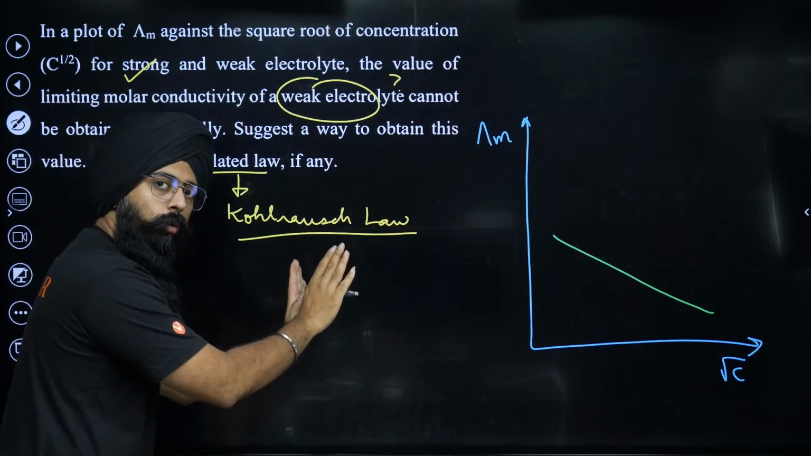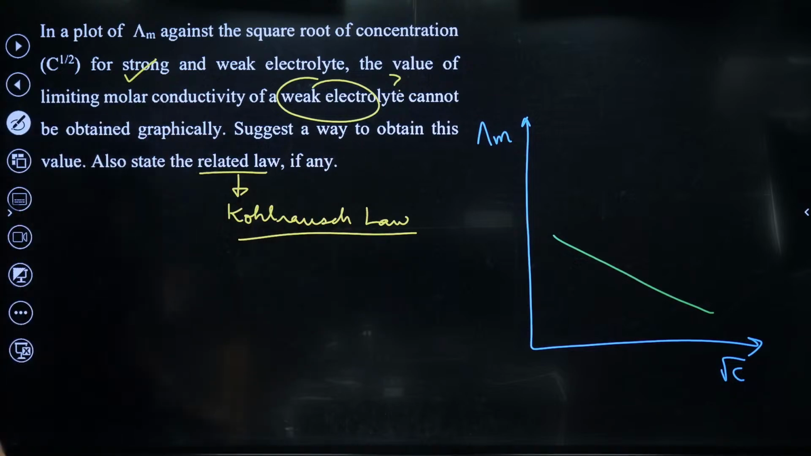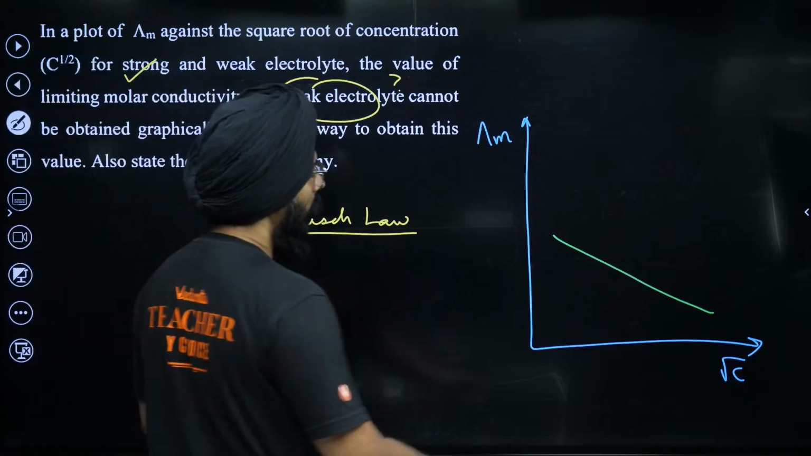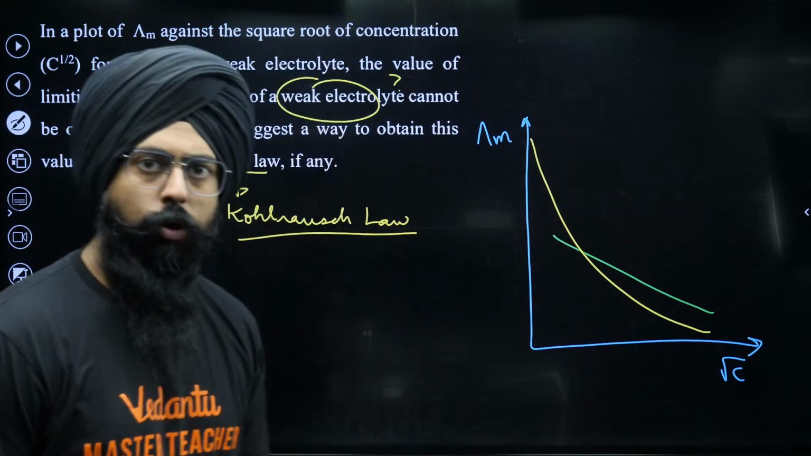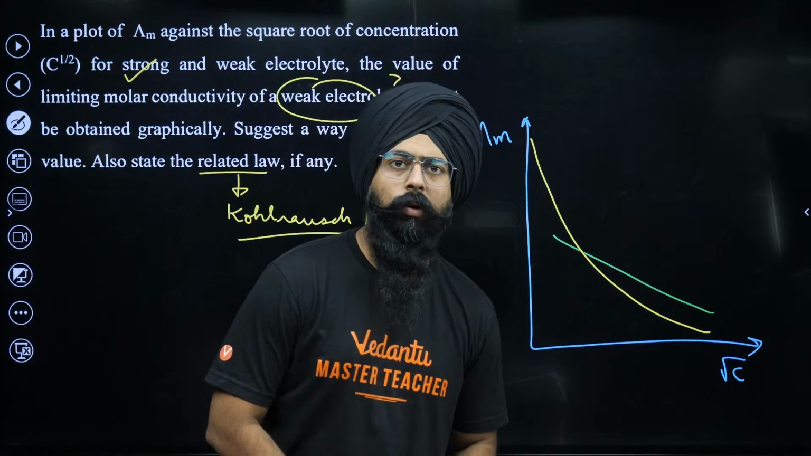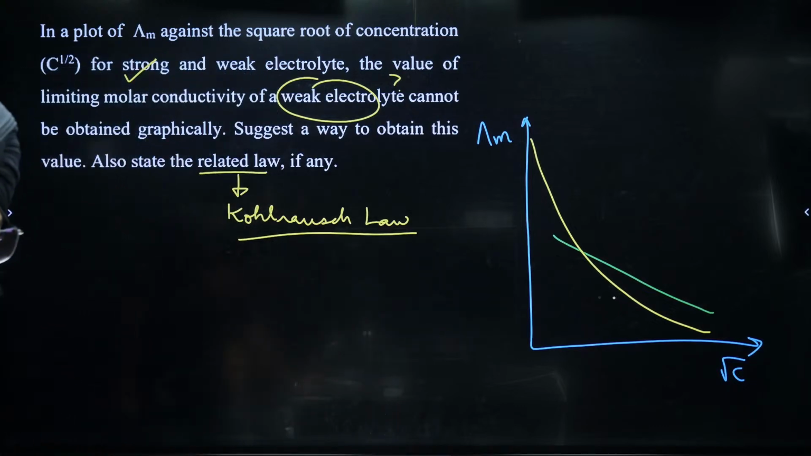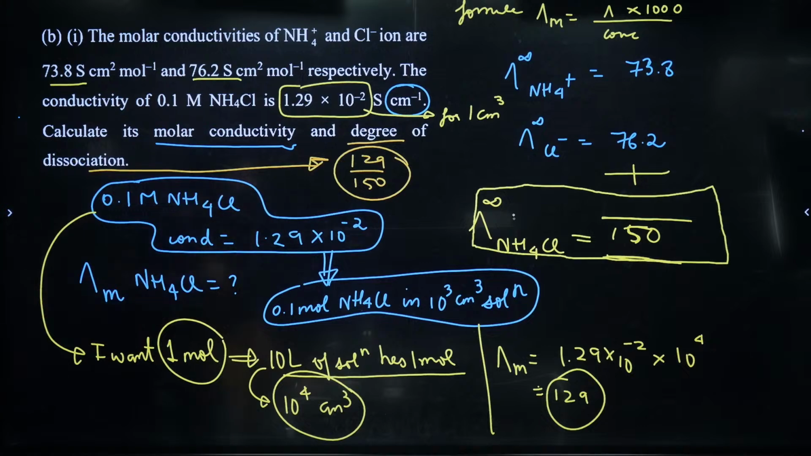If we can use the Kohlrausch law for weak electrolytes, we can obtain the value of limiting molar conductivity, because from the graph we can't do it, as the graph is too unpredictable for weak electrolytes. So we'll use the Kohlrausch law of independent migration of ions to calculate the limiting molar conductivity of weak electrolytes. Cool. Such values will be given to you if they want you to calculate the limiting molar conductivity, like we have done in this particular question.